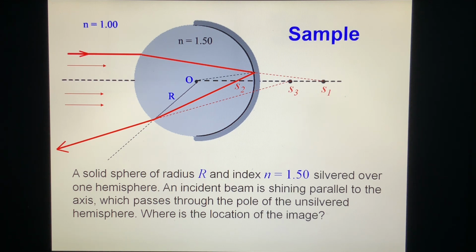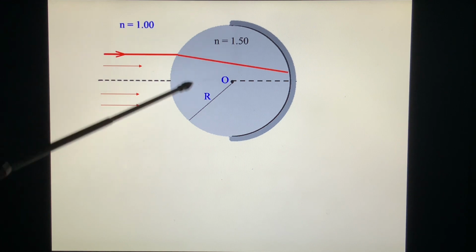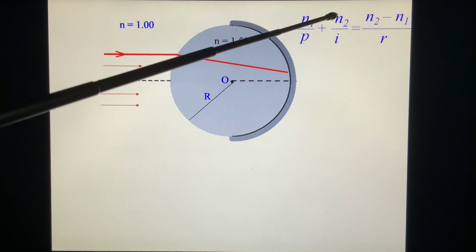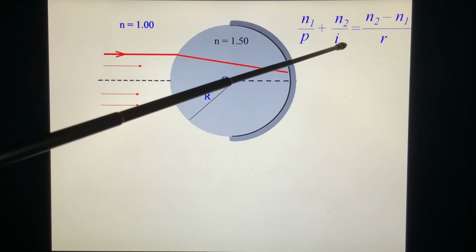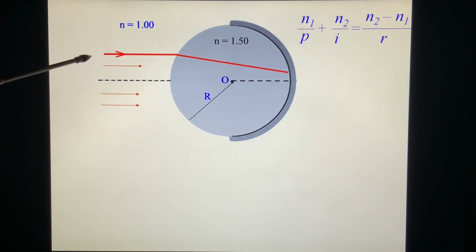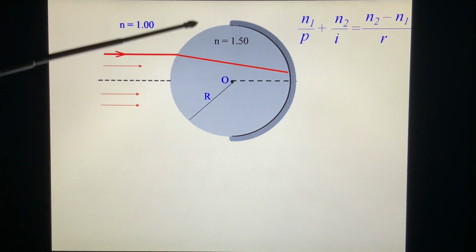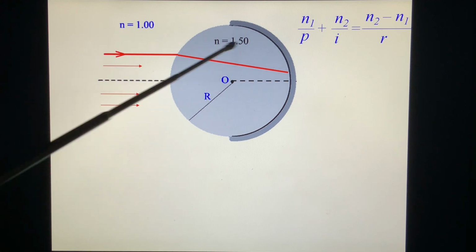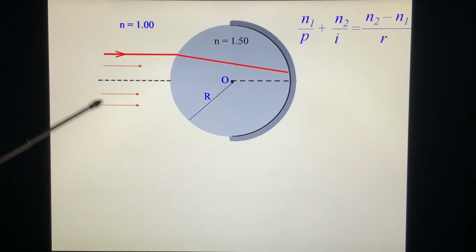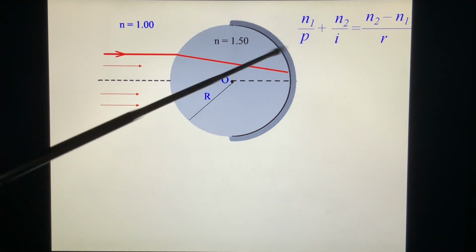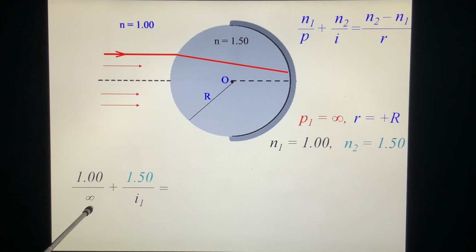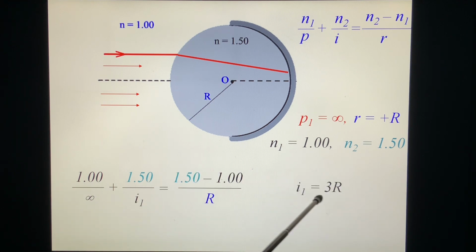After you clear this, we do it step by step. First step, we use this equation. N1 is 1.0, N2 is 1.5, and P is infinity, and I want to find I1. R, in this case, is a refracting surface R here. This is the rear area, the virtual side, so R is equal to positive R. Then we put these numbers in: P is infinity, so I1 is 3R.